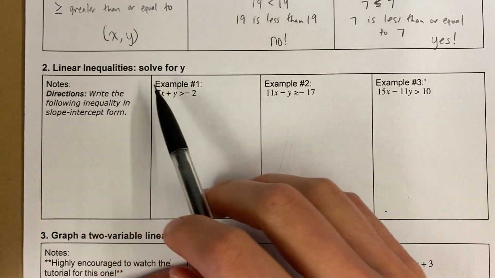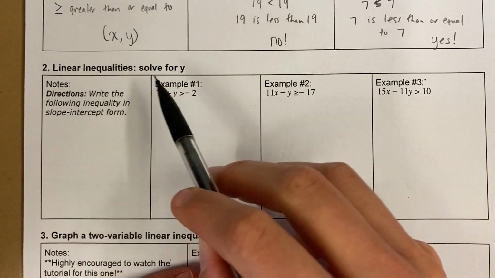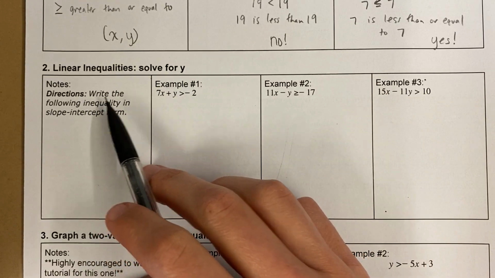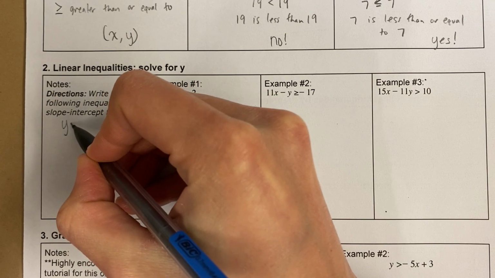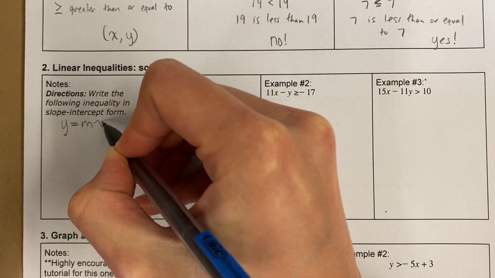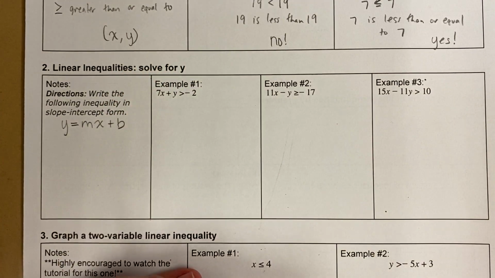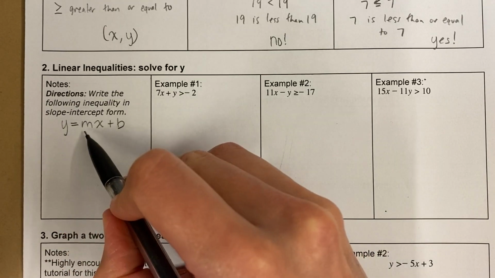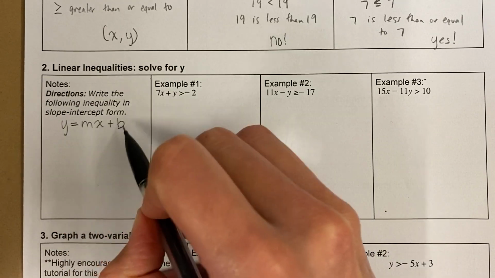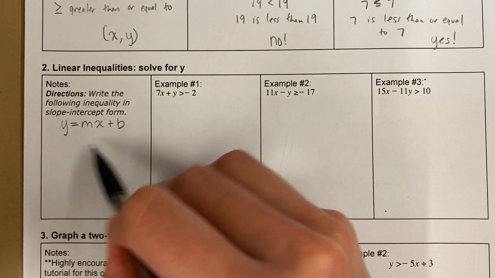Here, we are going to solve each of these for y. Okay? The directions say write the following inequality in slope-intercept form. Remember that slope-intercept form is this. Okay, that is slope-intercept form. The y is on the left by itself, and there's a number being multiplied by x, and then a number being added, but this is what it looks like.